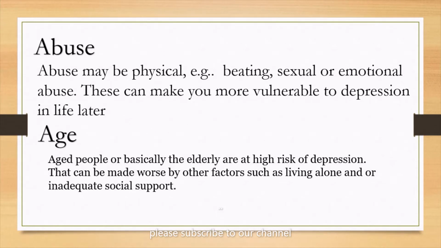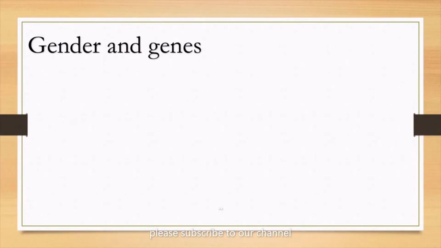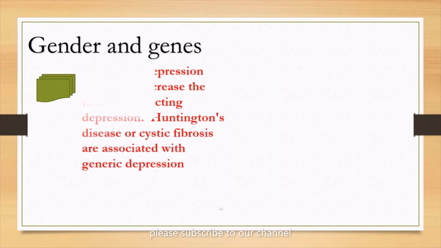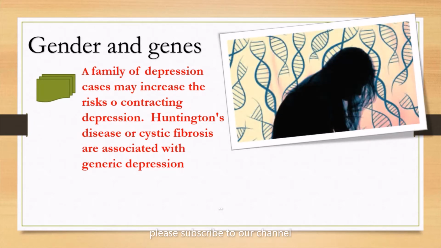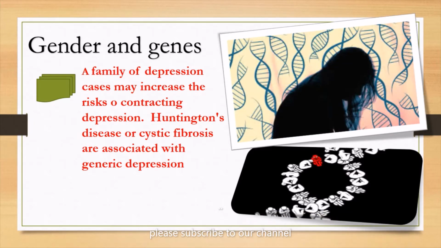The next thing is gender and genes. We are saying that a family that has always had depression cases may increase your risk of contracting depression, if you come from such a family. Huntington disease or cystic fibrosis are associated with genetic depression, and these two can also be cured.